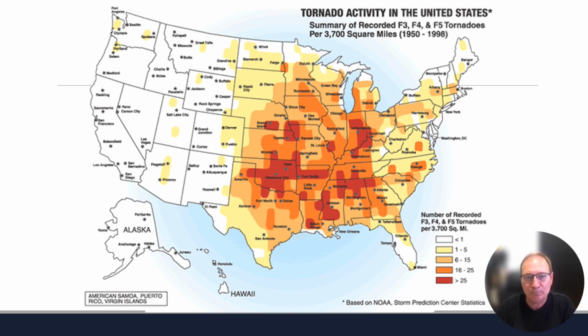This is just a look at F3, F4, and F5 tornadoes between the year 1950 and 1998. So it really gives you an idea, and rightfully so, that the area typically south of Interstate 10 is relatively immune to being exposed to tornadoes. Again, an EF0, an EF1, and EF2 have occurred. They're somewhat rare, but they do occur from time to time.